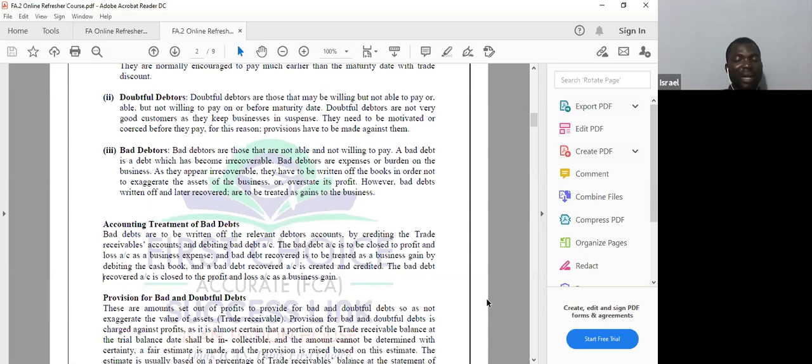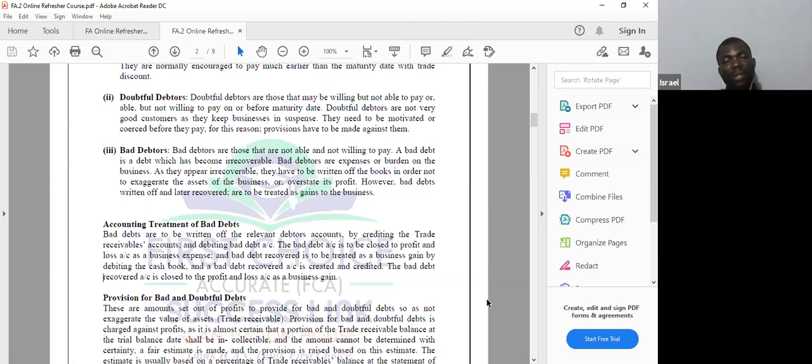The way they write it off on the asset account, or let's say trade receivable account, is by crediting it. Trade receivable is an asset account, and an asset account has a debit entry. So now that we want to reduce it, what do we do? You credit it. So bad debt is always credited to trade receivables, and the other leg goes to the profit or loss account. That is the way we treat bad debt.